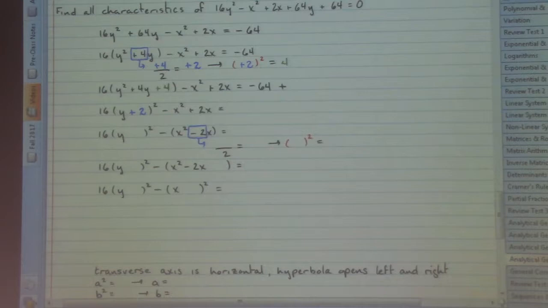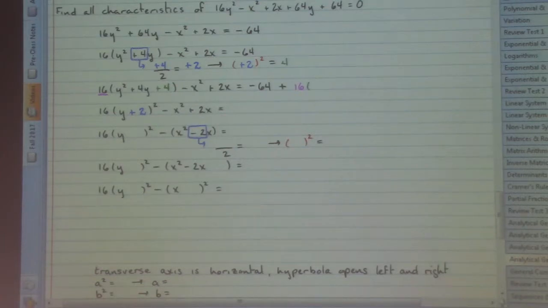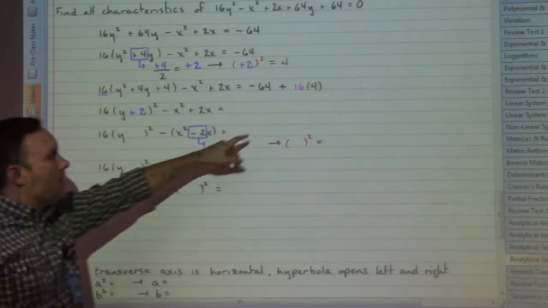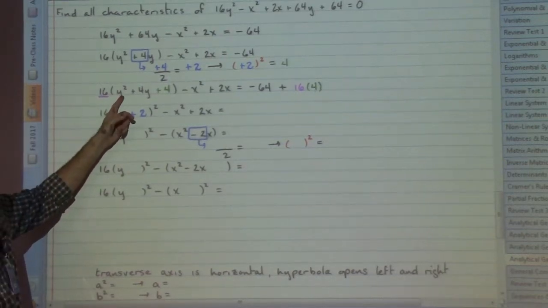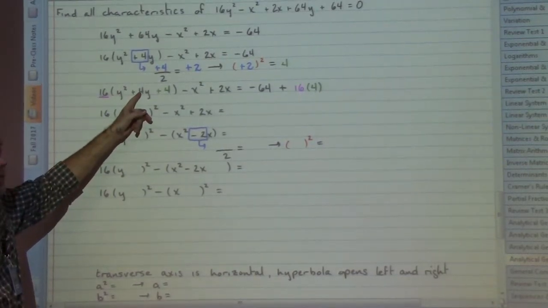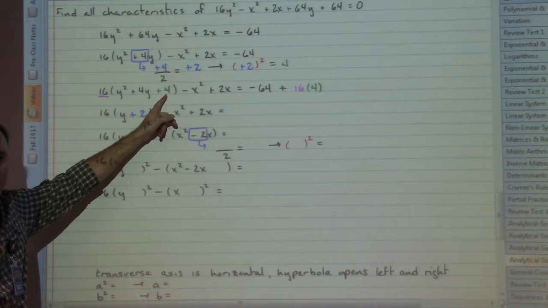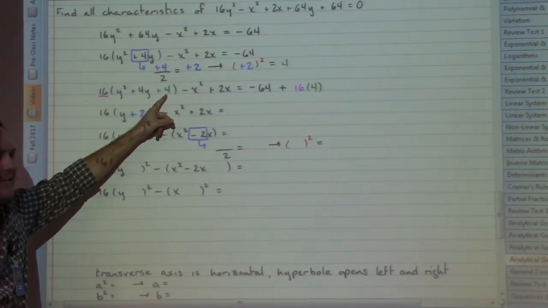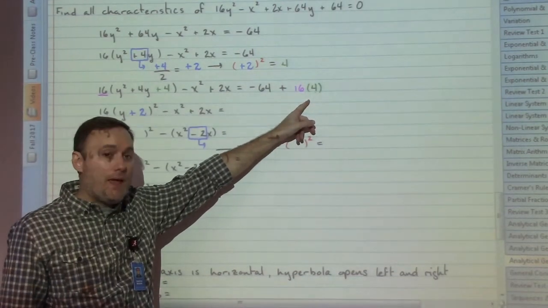However, the 16 is out in front of that set of parentheses. So the 16 and the 4 are going to have to be added to the right-hand side by adding on a 16 times 4. We think of it as a distributing issue. 16y squared we already had. 16 times 4y is a 64y. We already had that. But now we've got a 16 times this green 4. That's an extra plus 64 that we didn't have originally. And so we're going to go ahead and put that over here on the right-hand side to keep the balance.